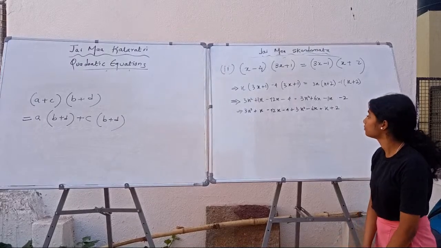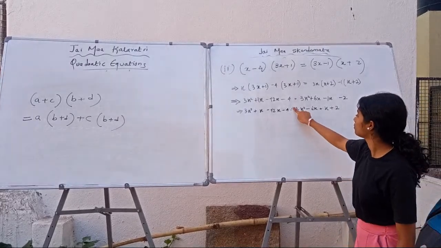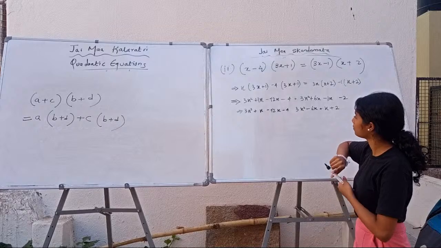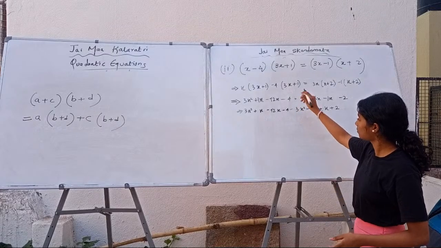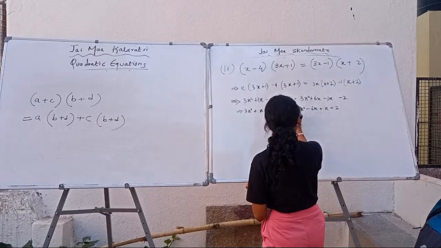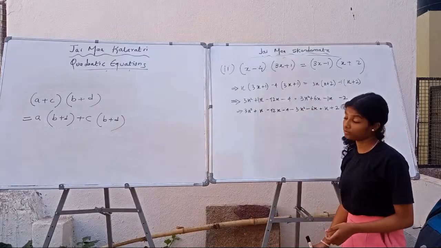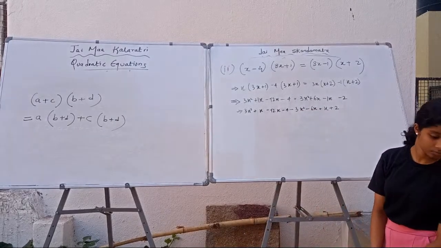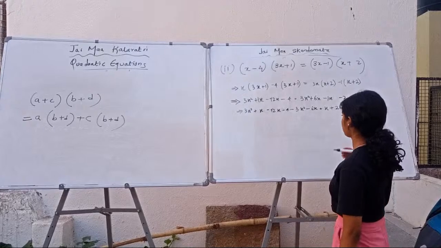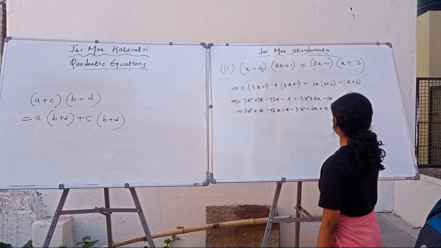Even 3x square will become minus. There it is plus, so on this side, when it comes, it becomes minus. Minus 6x is fine. Plus x is fine. Minus 2 is equal to 0, because nothing is left on the right hand side except 0.